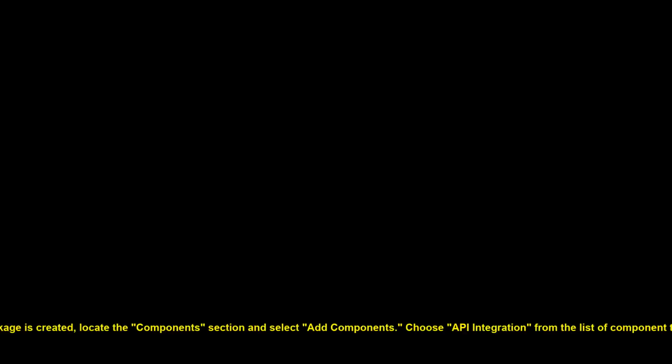Enter a name for your package and a description that details its purpose. After filling in these fields, click Save to register the new package. Once your package is created, locate the Components section and select Add Components. Choose API Integration from the list of components.